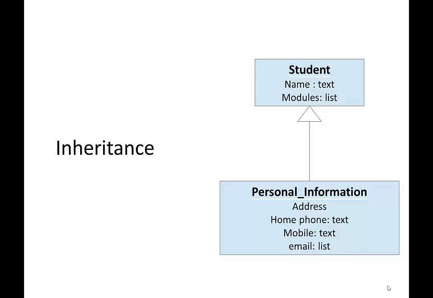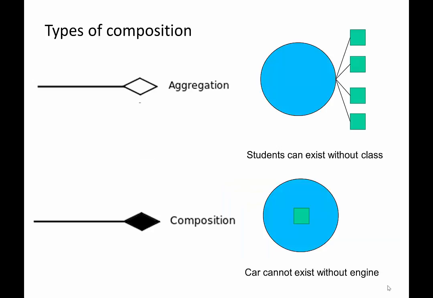A staff member could also inherit personal information. Perhaps a contract worker might as well. So this personal information can be inherited by more than one different type of class. That's how inheritance is drawn, as simple as that.